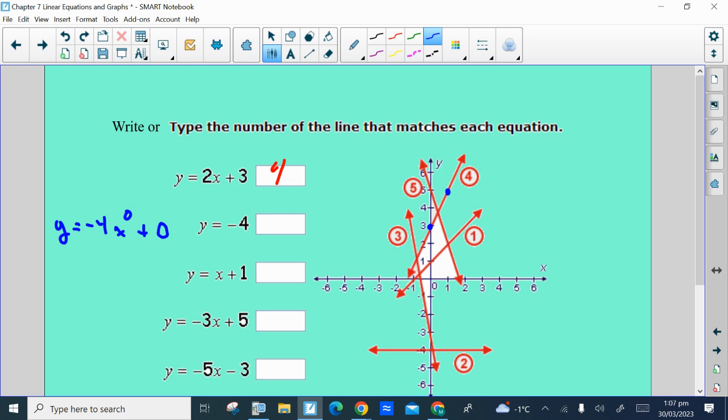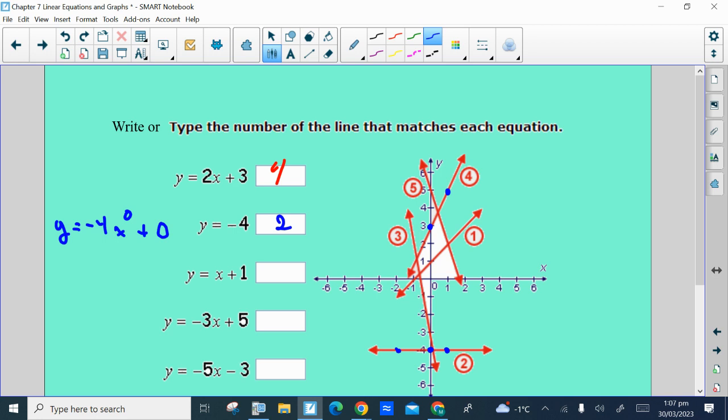Y equals negative 4. This tells us that no matter what x is, y is always negative 4. When x is 0, y is negative 4. When x is 1, y is still negative 4. When x is negative 2, y is still negative 4. We've seen these lines before. So that would be graph number 2.